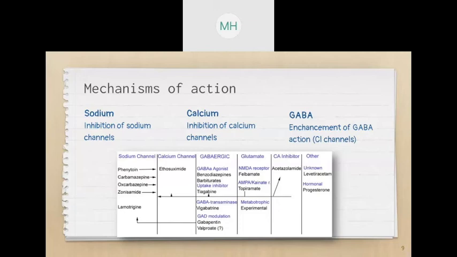Some overlap, some have 2 mechanisms of action, but mainly the first is the inhibition of the sodium channel. Second is the inhibition of the calcium channels, and third is the enhancement of GABA action, which is the chloride channel. Even glutamate falls under sodium. It needs a sodium channel to go in, and only then will it be released at the glutamate receptor channel.